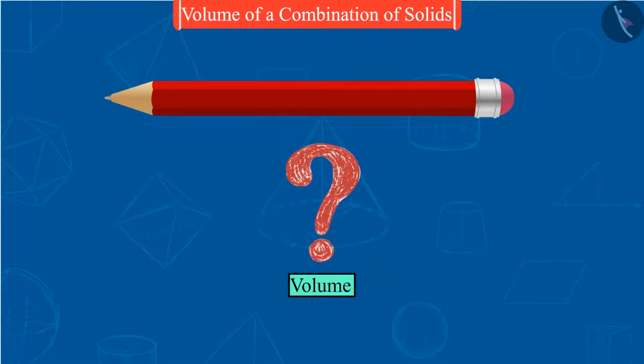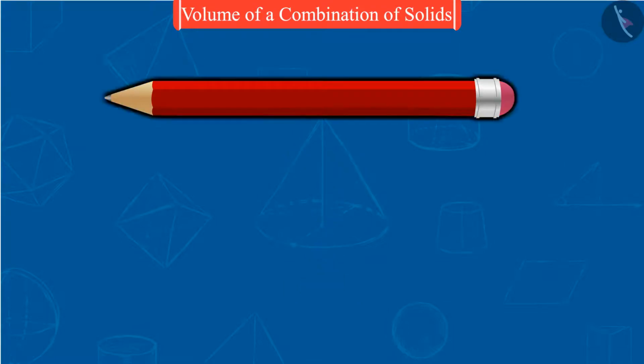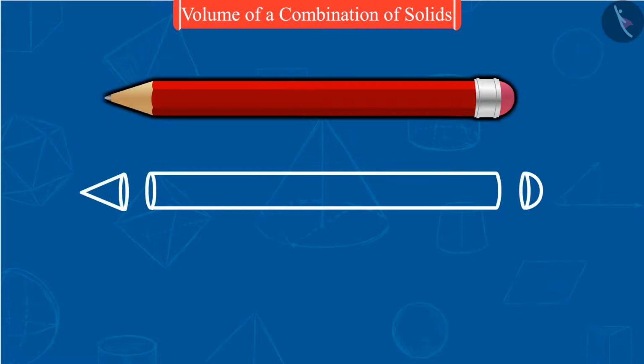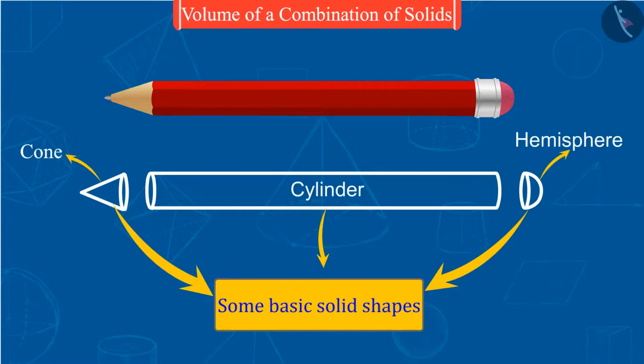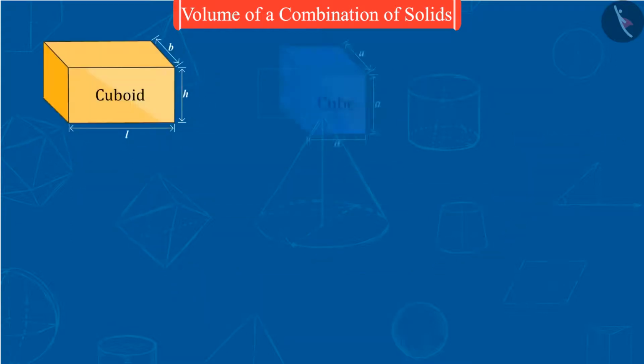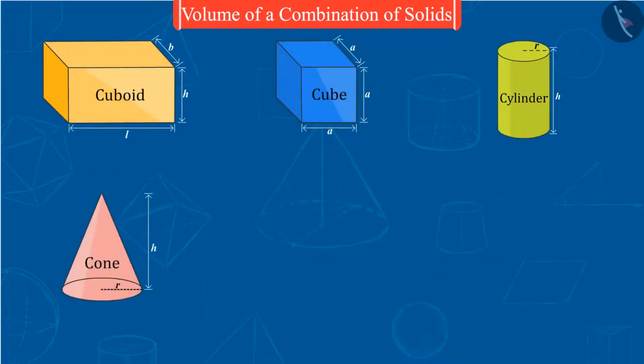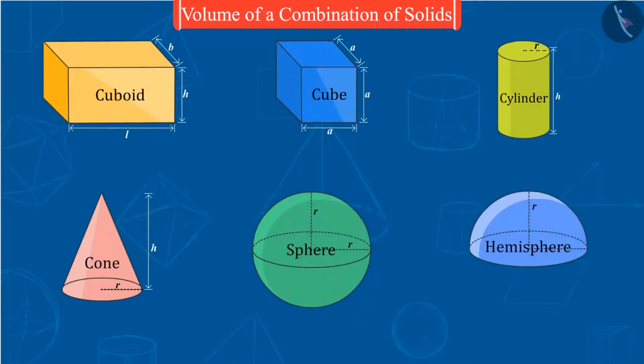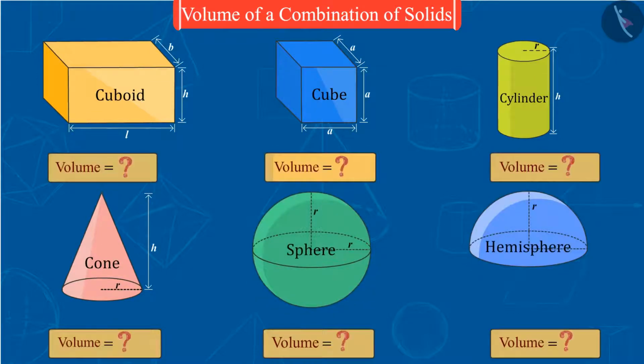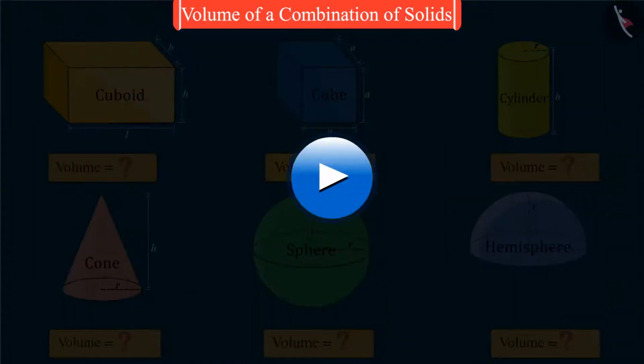Which method would you use to do this? On looking at this pencil carefully, we observe that this pencil is not a specific shape, but it is formed by a combination of some basic solid shapes. In your previous class, you have studied all these basic solid figures. Can you find out the volume of these solid shapes? Pause the video and write down the volume of these solid figures and then match your answer.